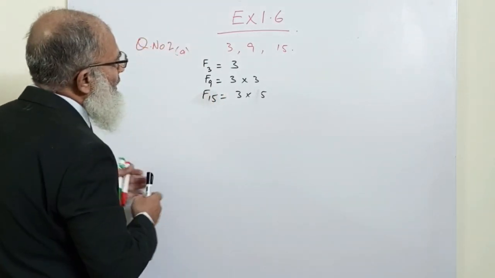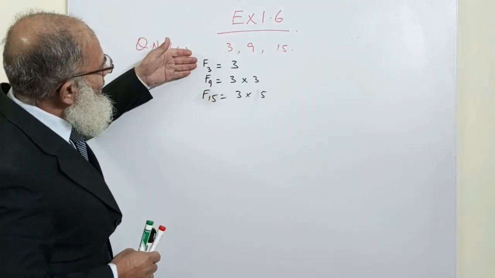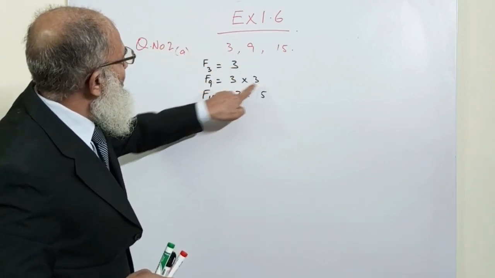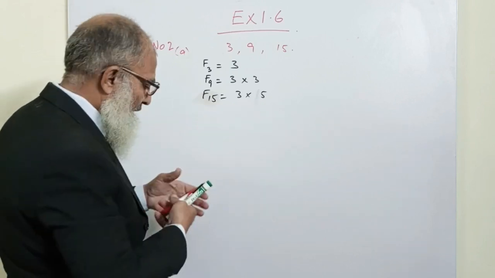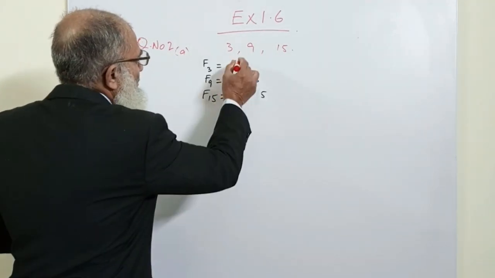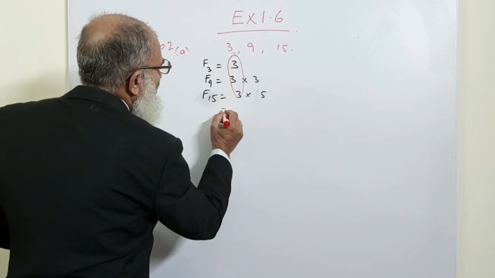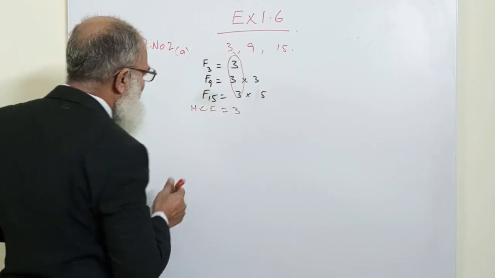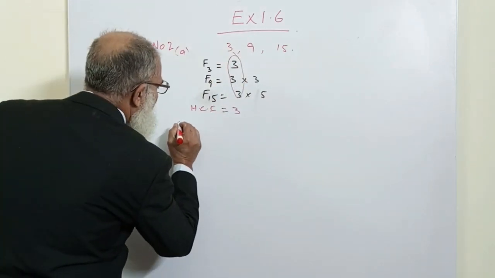So you see all the factors I have written down are for 3, for 9 and for 15. So there is a common factor in between, which is 3. So we write 3 as the HCF of these. Okay. Now question number 2, part B.